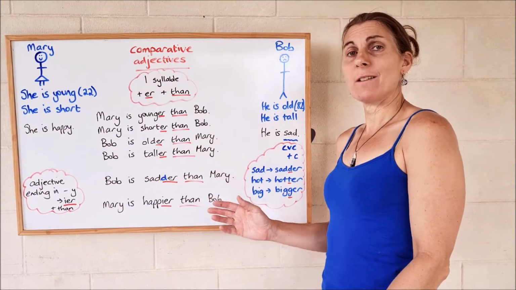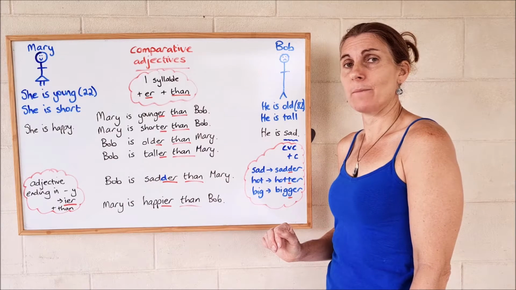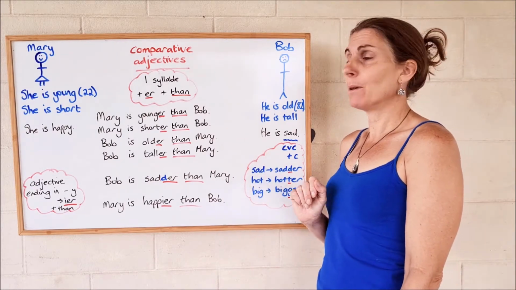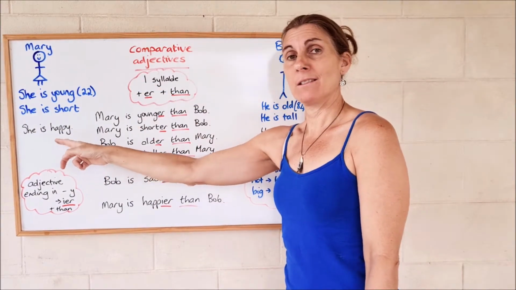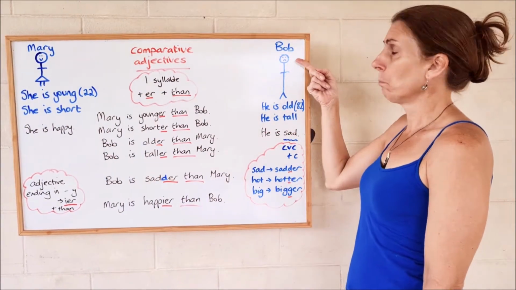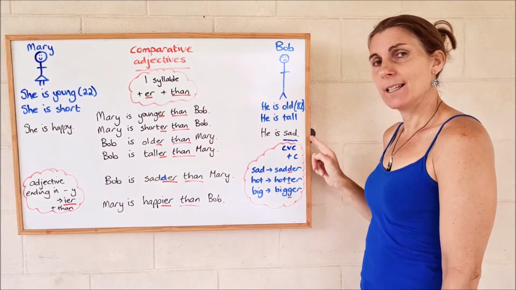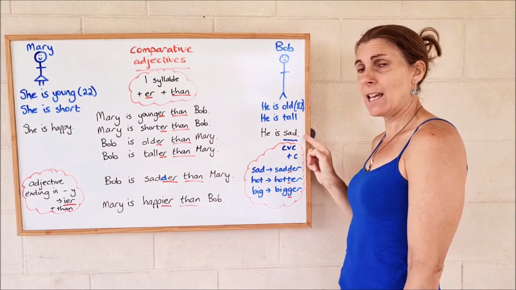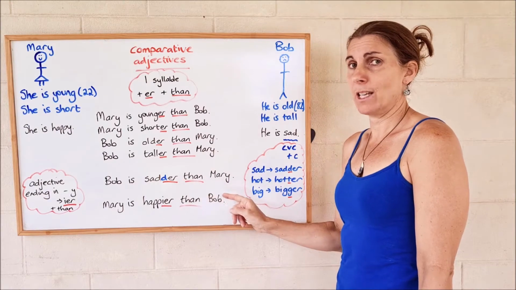Okay, let's look at some adjectives that change their spelling when they become comparatives. Two more adjectives to describe Mary and Bob. Here, Mary is happy. We can say she is happy. Poor Bob is sad. So he is sad. Let's take sad first of all. So Bob is sad. Bob is sadder than Mary.